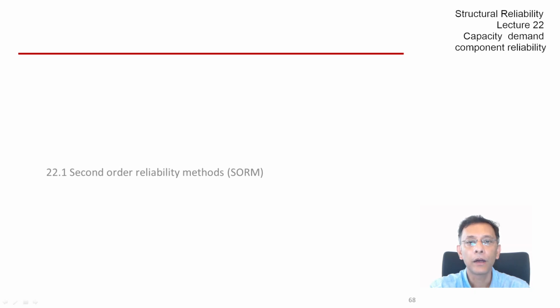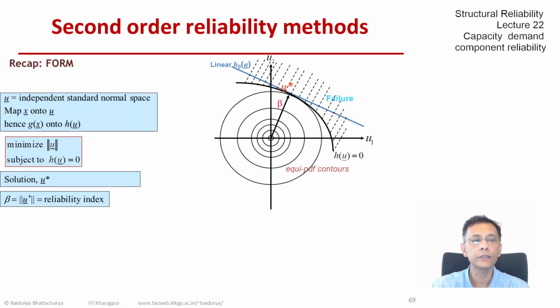In the second part, where we linearize the limit state in the independent standard normal space, could we do something if the limit state is not a straight line, not a linear function of the U's? Can we do something to reduce that error? So that is actually the motivation behind SORM, the second order reliability method, and that's what we are going to discuss next.